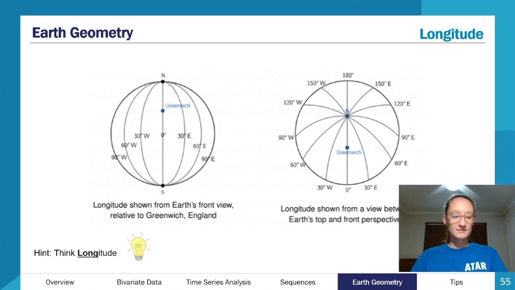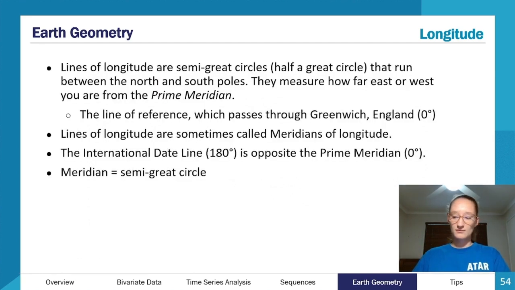Have a look at that there. So lines of longitude are semi-great circles, referring to half a great circle, and they run between the north and south poles, like we saw in the previous slide. So they measure how far east or west you are from the prime meridian.